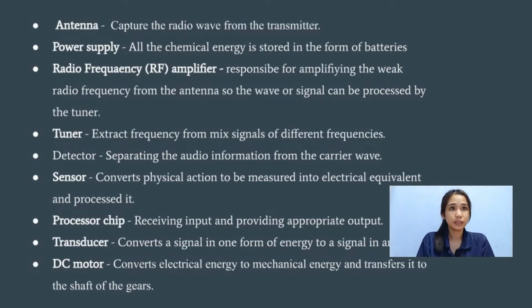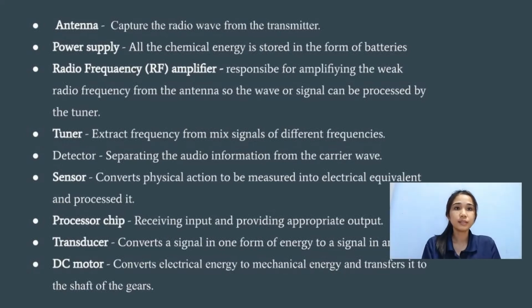The next component is a sensor which converts physical action to be measured into electrical equivalent and processes it so that the electrical signal can be easily sent and further processed. Next component is a processor chip that has a function of receiving input and providing appropriate output. Next is the transducer. The function of a transducer is to convert a signal in one form of energy to a signal in another. This process of converting energy is called transduction.